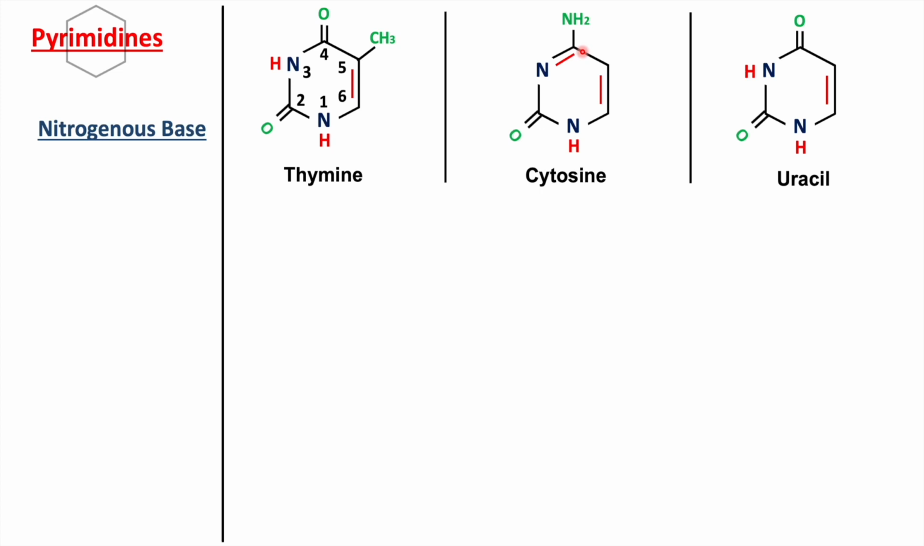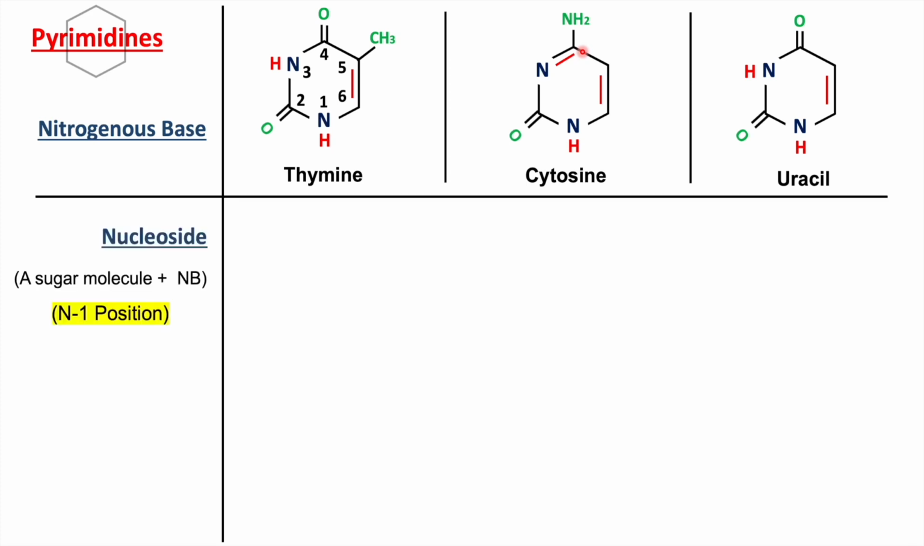Again, it is not very important to remember the structure of purines or pyrimidines, so you don't really need to follow this, but the most important thing to follow is the transformation of nitrogen base to nucleoside to nucleotide. So let's see how nitrogen base is now transformed into nucleoside.